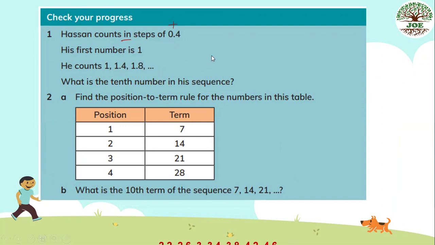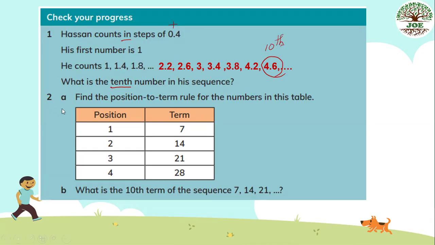So his sequence is 1.8 plus 0.4 is 2.2, 2.6, 3, 3.4, 3.8, 4.2, 4.6. So the 10th number in his sequence is 4.6. This is his 10th number.